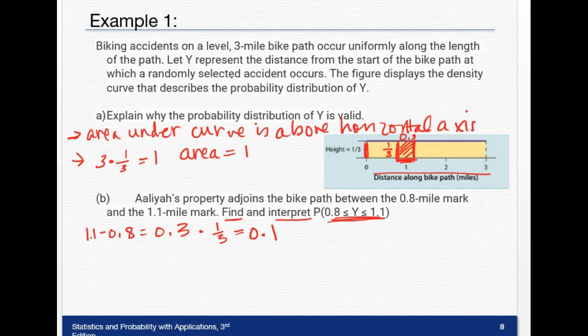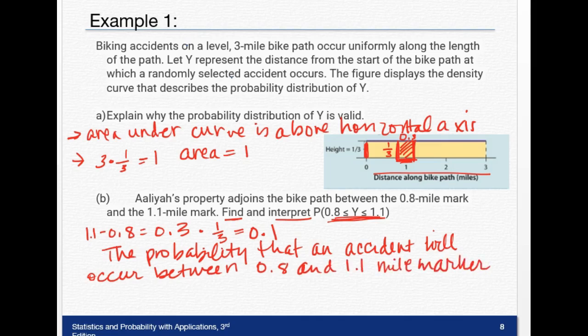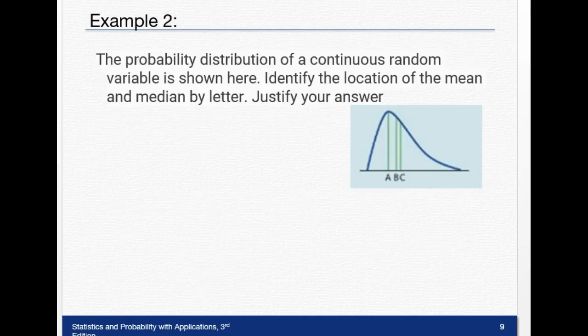Now I have to interpret this. We would say the probability that an accident will occur between the 0.8 and 1.1 mile marker is approximately 0.1. Okay, full sentence, context, and you say about for probability. You can say about or approximately, whatever you want. All right, that's example 1.